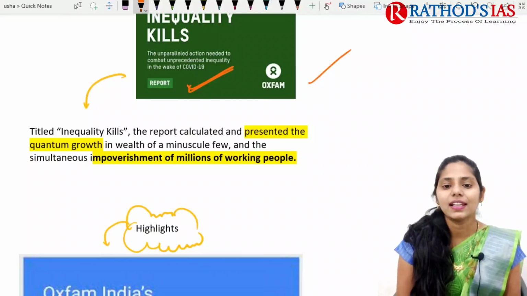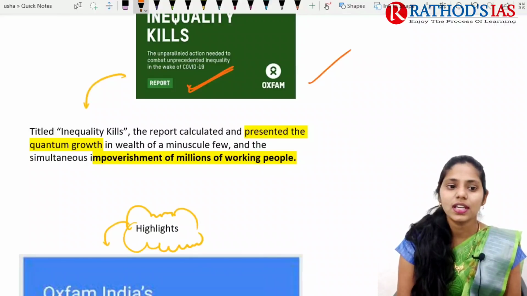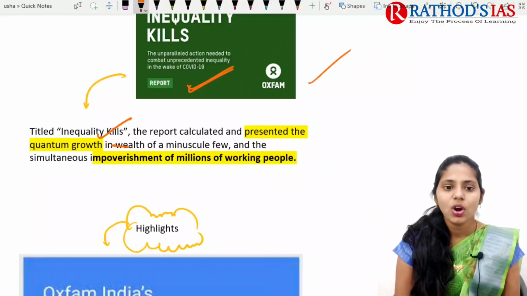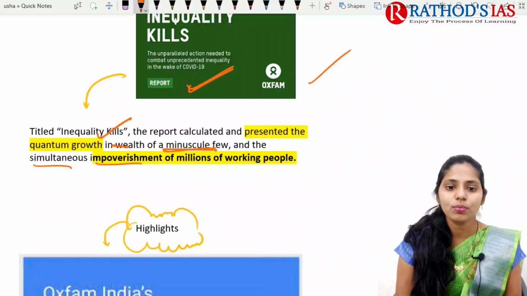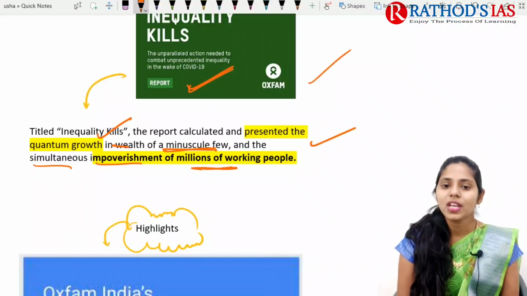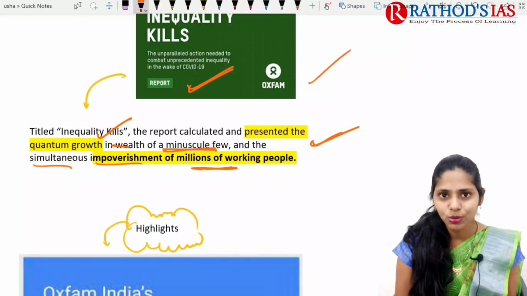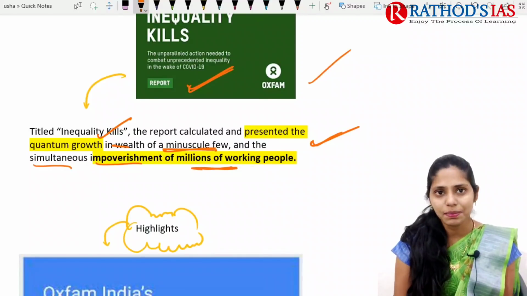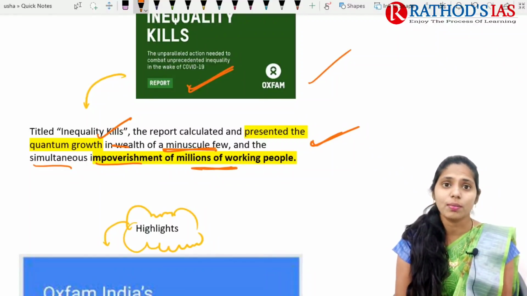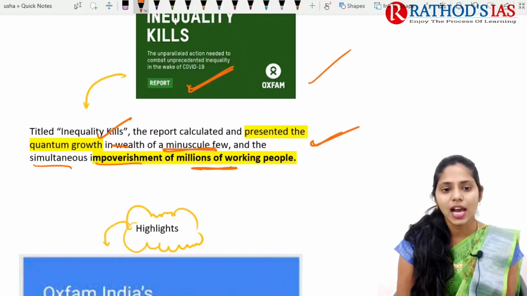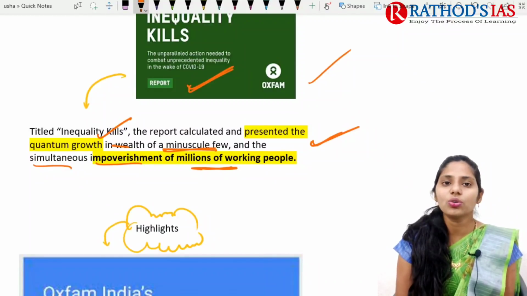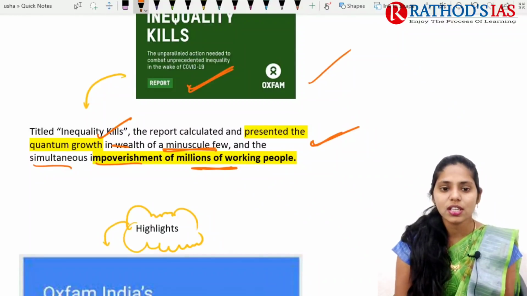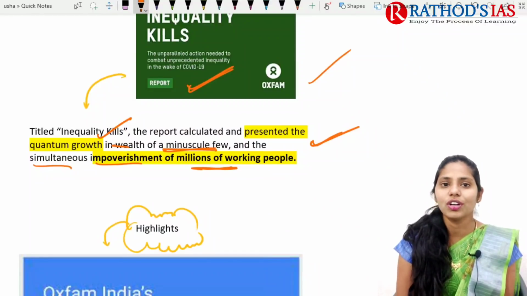So this report mainly calculated and presented the quantum growth in wealth of a minuscule few and the simultaneous impoverishment of millions of working people. Actually, this report mainly focuses on the inequality which is highly persistent in India. Yes, inequality is highly persistent, and if you want to go towards growth and development, we need to focus on this impoverishment of millions of working people.